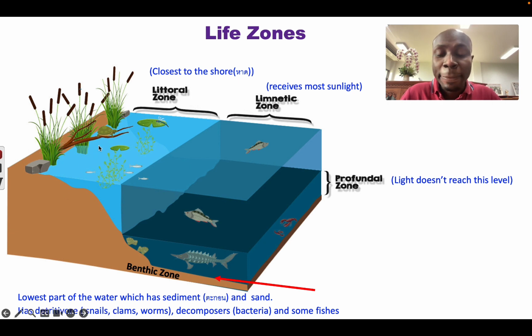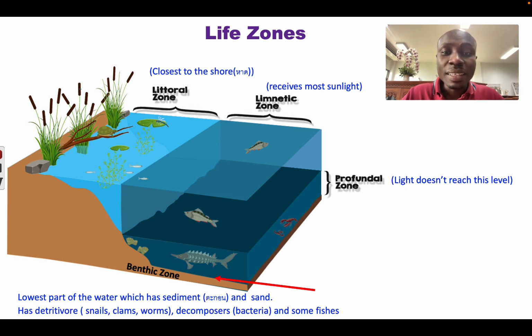Next, we have this area called the limnetic zone. Here there is a lot of sunlight. There is a lot of sunlight also in the littoral zone. So we can see the plants can use the sunlight for photosynthesis. There's also a lot of sunlight in the limnetic zone. The limnetic zone is deeper than the littoral zone. And here we can see different types of fishes, big fishes that live here. Some of them will go to the littoral zone to eat and then come back to the limnetic zone.